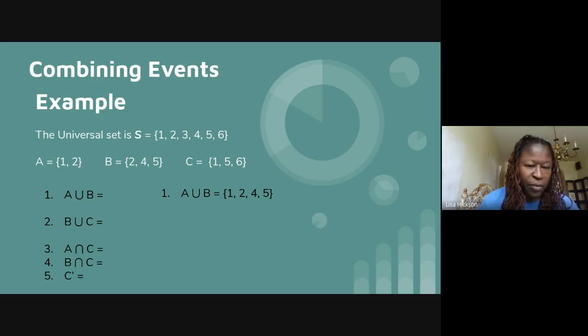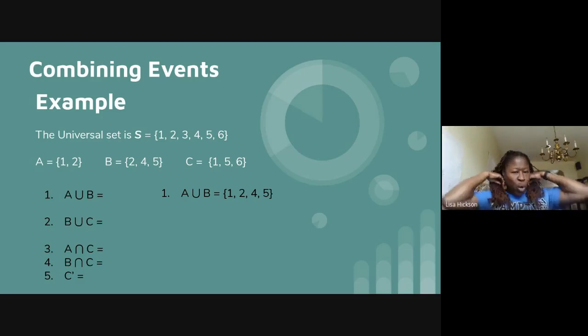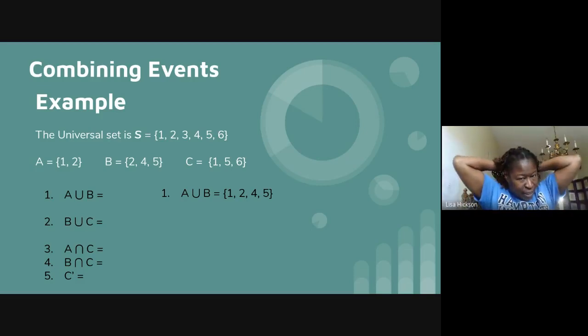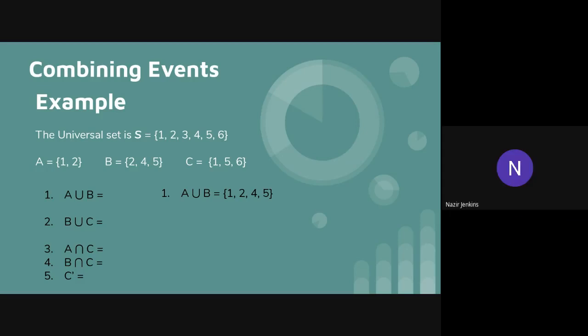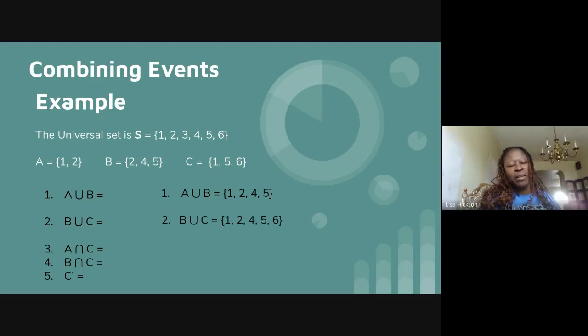So for number 2, we are uniting the set B with the set C. Again, we will only write each element one time, even if it is in both sets. So the resulting set, what you got? 1, 2, 4, 5, 6. Absolutely. So again, remember, a union, you just put them together. And again, each element is only listed one time, even if it is in both sets.